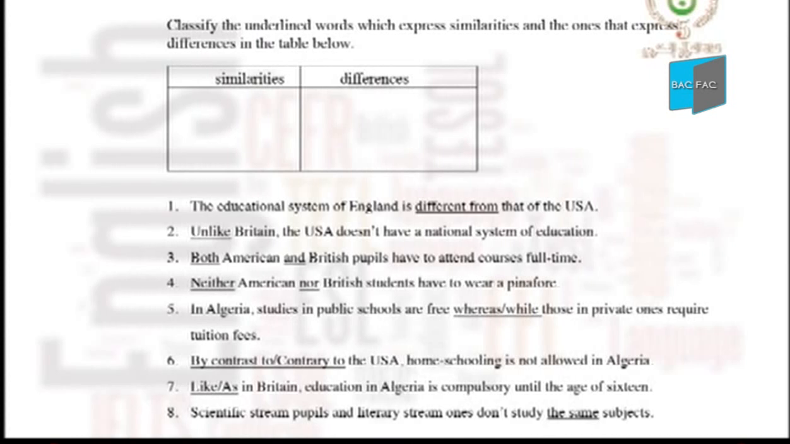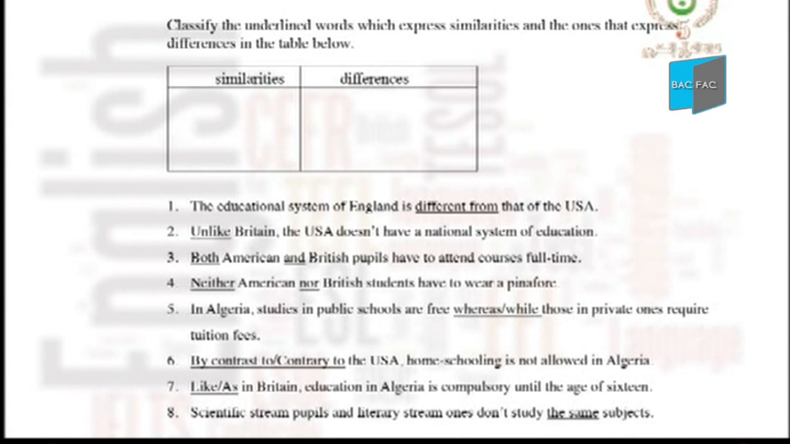All right. As usual, let's start reading some sentences because you will guess the meaning of the words through the sentences, right? The educational system of England is different from that of the USA. Sentence 2. Unlike Britain, the USA doesn't have a national system of education. Both American and British pupils have to attend courses full-time. Sentence 4. Neither American nor British students have to wear a pinafore.